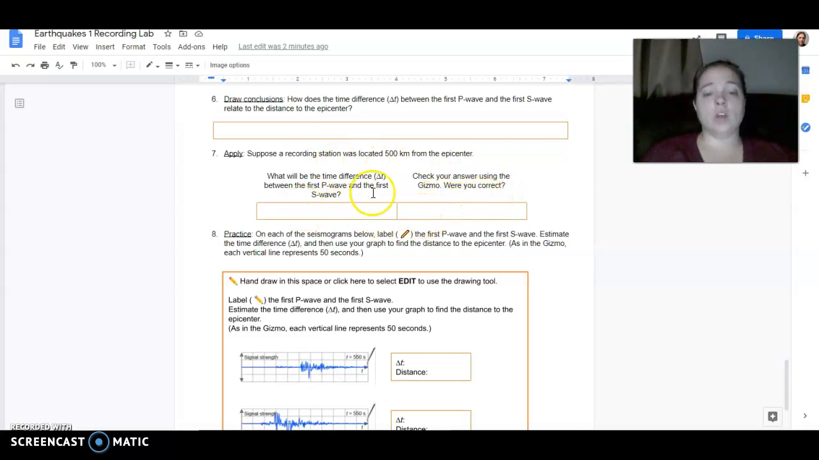Were you correct? So what that just means is after you figure this out, go to the Gizmo and place it as close to 500. Were you right? Check your answer. Yes or no. It's as simple as that, yes or no.